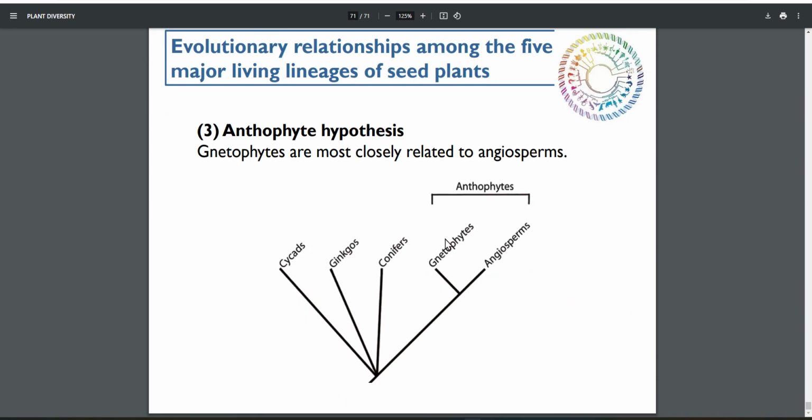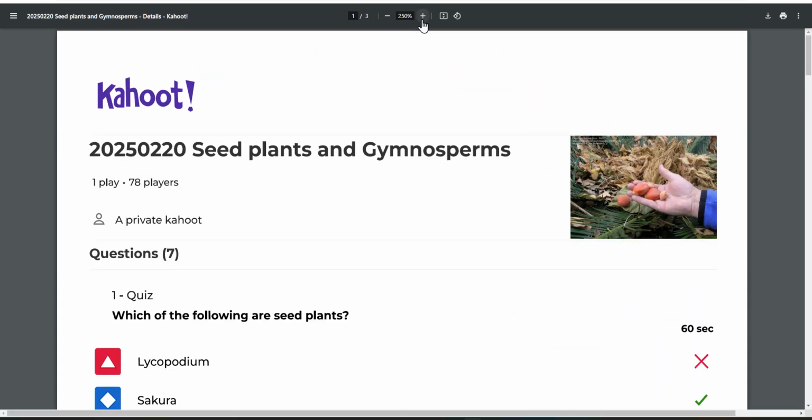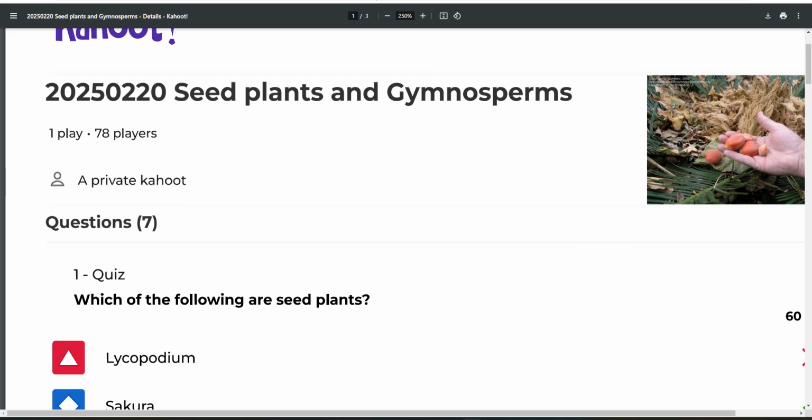All right, so we are done with gymnosperms. Now we'll go on to the Kahoot that Cleve did with us. 78 members. The members are dwindling.